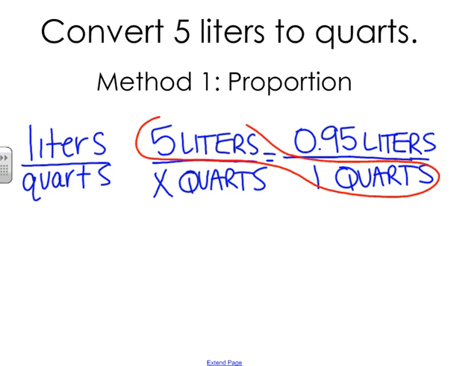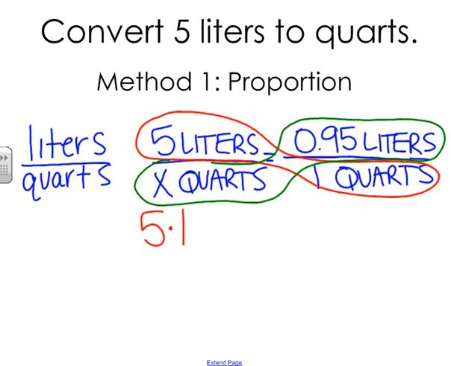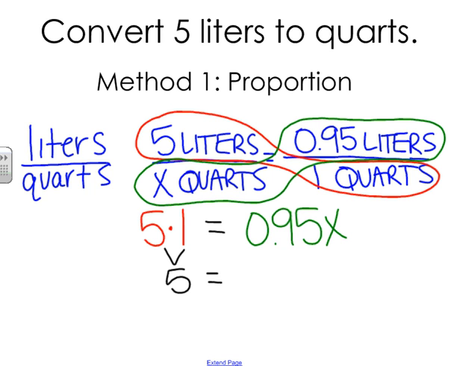So I'm going to multiply 5 times 1. And I'm going to leave my units off for now just because I know that they're going to be quarts at the end, so I'll go back and put them on at the end. And then I'm going to set that equal to 95 hundredths times x. So the equation that I have is 5 equals 95 hundredths x. In a one-step equation, you're going to divide by the coefficient on both sides.